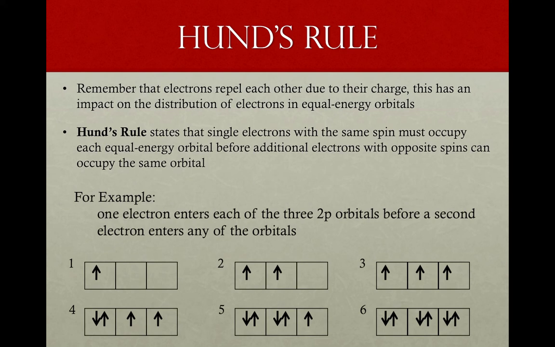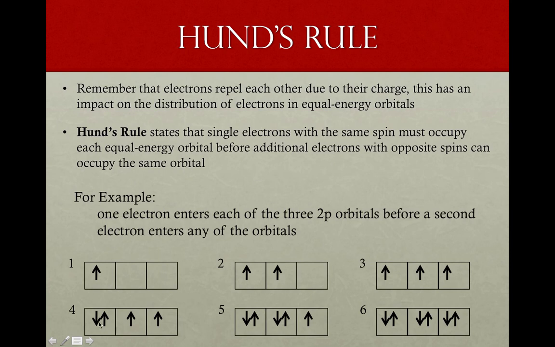Hund's rule says that single electrons with the same spin occupy equal energy orbitals before they go and pair up. So for example, with the 2p, there are 3 possible seats. Think about it like a seat on the bus. When the first electron comes in, it's going to go all the way to the back of the bus and sit by itself. Now when the second kid comes in, the second electron, it's not going to go and sit with that kid. There are 2 more open seats. It's going to sit by itself again. Remember, it's going to be pointing up. Third one again, it's not going to sit with these kids. It's going to sit by itself and pointing up.